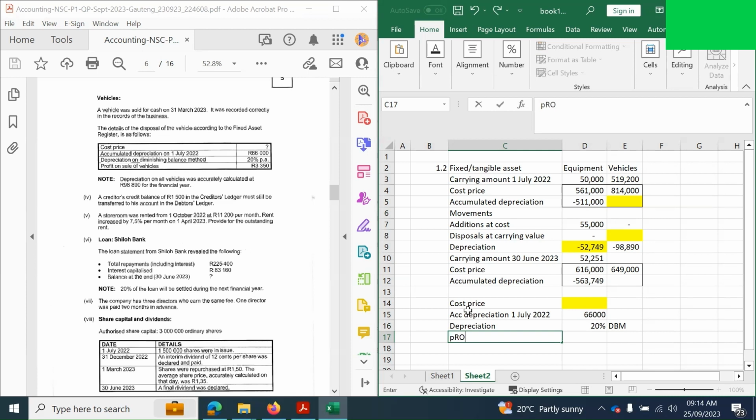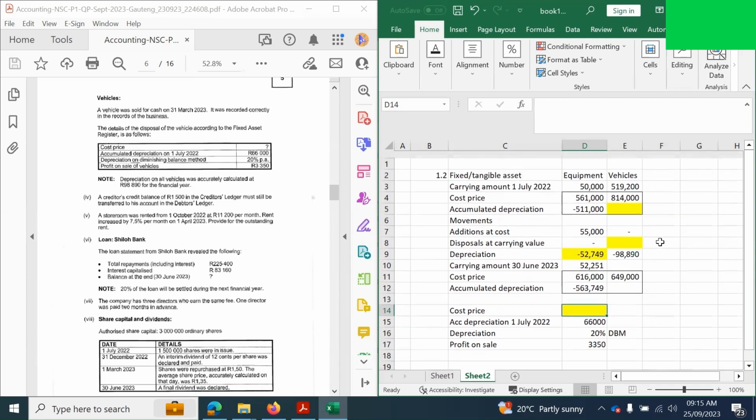Okay, so they've also given us the profit on sale, which is 3,350. Okay, so what else? So there's a note. Depreciation on all vehicles was accurately calculated at 98,890 for the financial year. So again, reiterating the point they made at the beginning that this was recorded correctly. Okay, so we've got some information and we can use that to calculate what is missing.